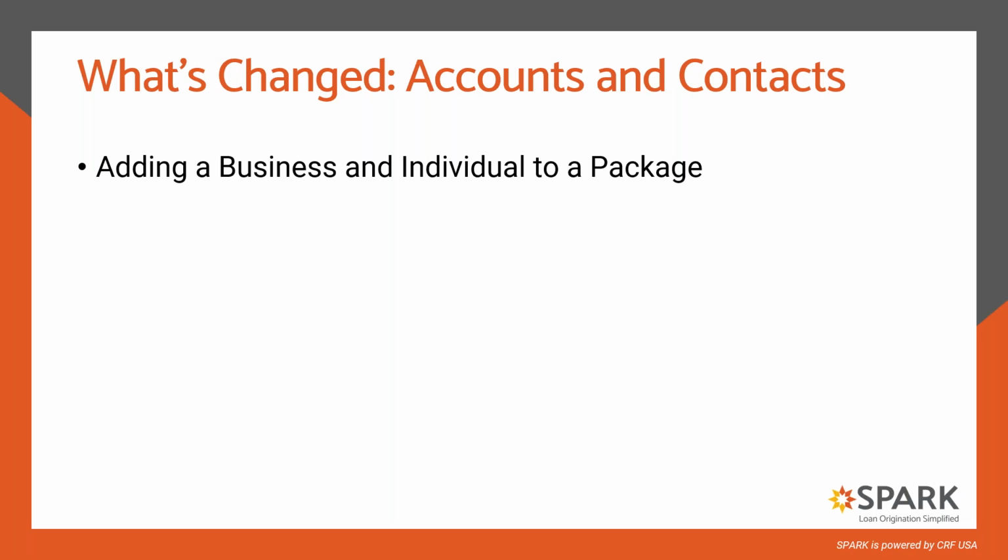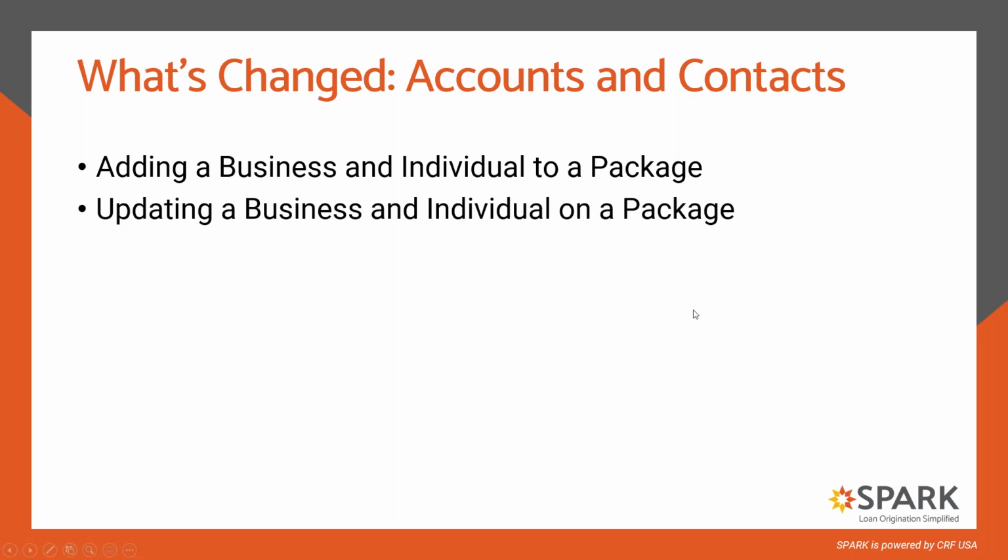So let's say Sally Jones had a loan from 2 years ago and a different lender originated it, or a different BDO originated that loan and you weren't aware that Sally was already in the system. Spark does the legwork and says, hey, by the way, we already have a record for her. Do you want to just use this borrower? So that's what we mean by changing the concept of adding businesses and individuals. And that also applies to updating businesses and individuals.